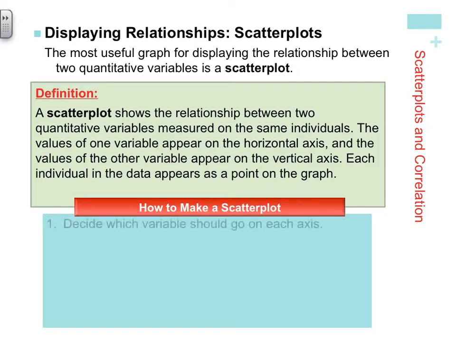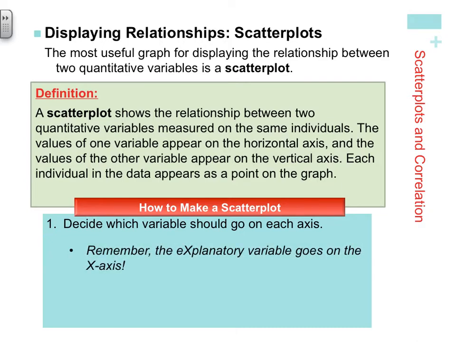So how to make a scatter plot. You're going to first decide which variables should go on each axis. You're then going, this is a helpful little hint, so the explanatory variable has to go on the x-axis, okay? So actually, maybe even before deciding which variable goes on each axis, you first have to decide which variable represents explanatory and which is the response, and then label it correctly.